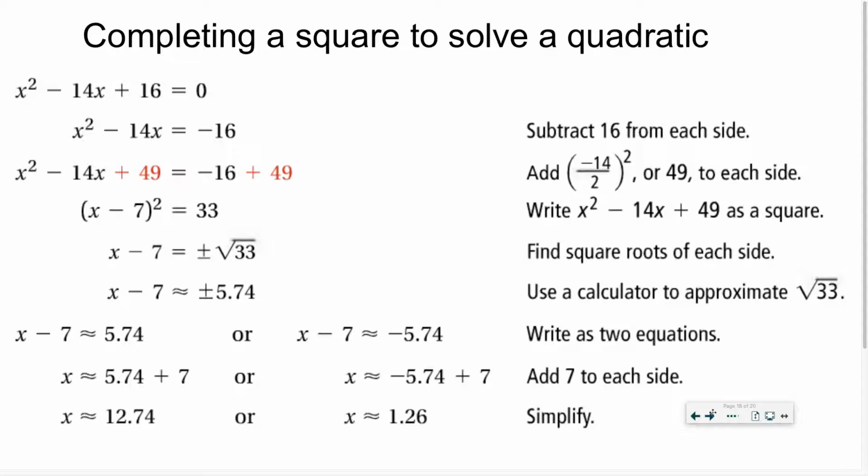Here's my recommendation too. If you're feeling overwhelmed, which I hope at this point all of you probably are, because unless you've taken this class before, you would never have seen this. The best way to practice completing the square is to actually practice it on trinomials that do factor, because your answers are going to be whole numbers.